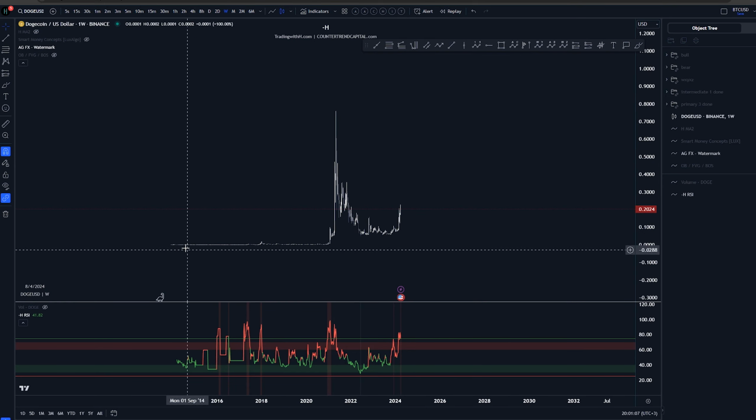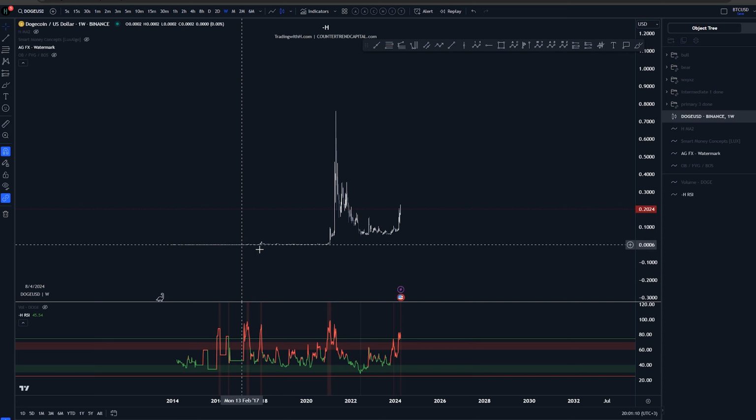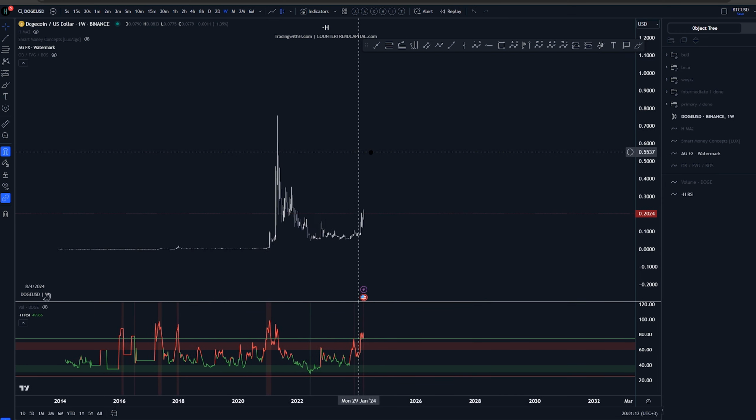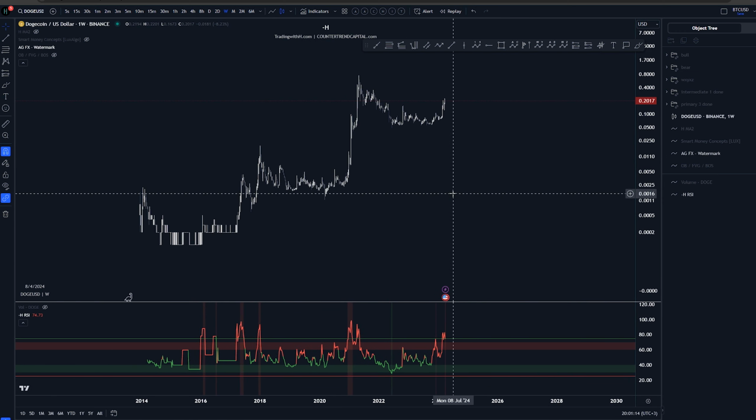This is the weekly chart on Binance, and we're viewing it on log scale. Arithmetic scale of course looks way different, and this way we wouldn't be able to analyze any of the structures, so that's why we're using log scale instead.